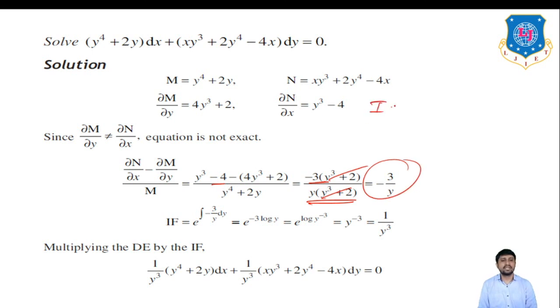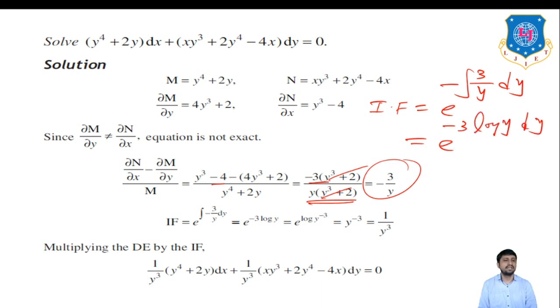So now what is your integrating factor? That is e raised to minus integration of 3 upon y dy. So that is e raised to minus 3 log y, since integration of 3 by y is 3 log y. So y raised to minus 3, that is 1 upon y cube. So this is your integrating factor. Now multiply the integrating factor on both the sides.